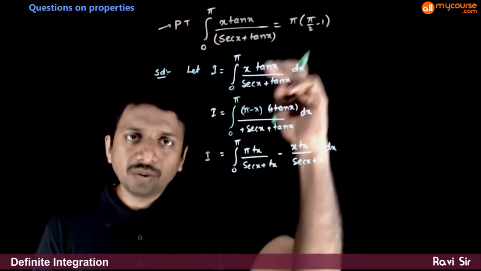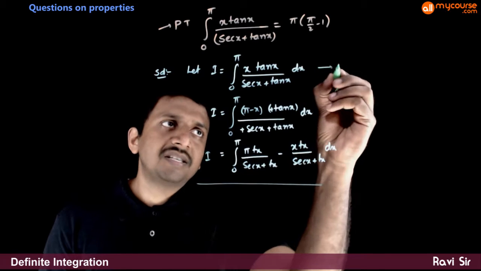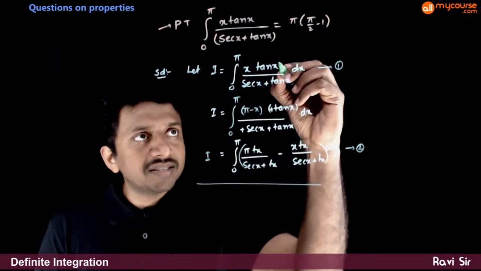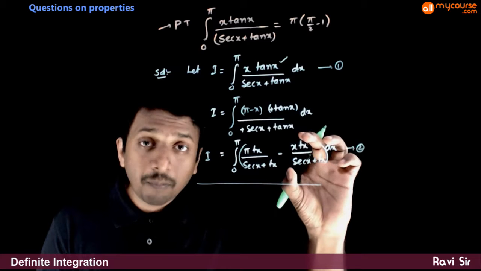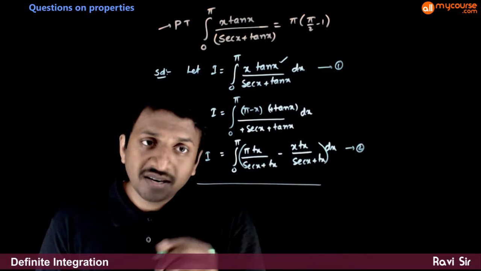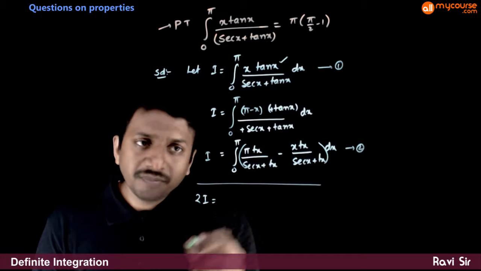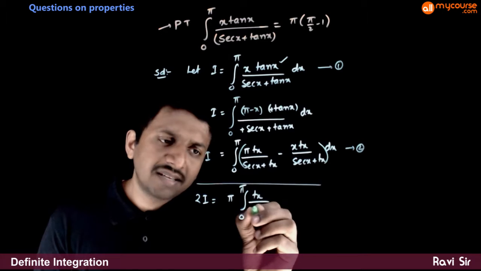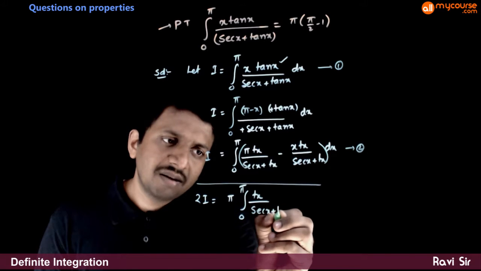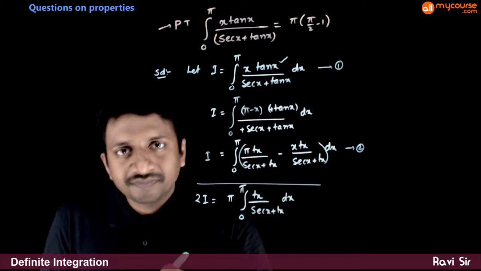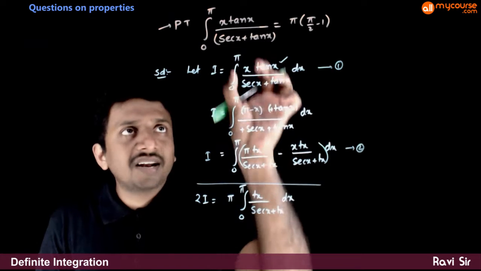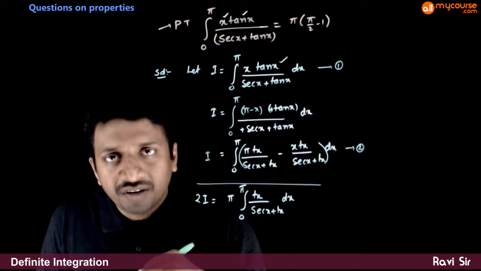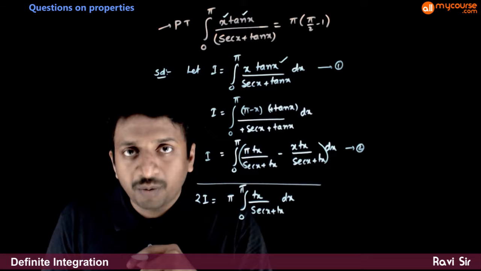Now let us add these two expressions. This is the first equation, this is the second equation. If you add these two, you can see that x tan x by secant x plus tan x minus x tan x by secant x plus tan x get cancelled. So 2I is equal to pi times the integral from 0 to pi of tan x by secant x plus tan x dx. This looks easier than the first expression because earlier you had an algebraic expression and a trigonometric expression. Here everything is made of trigonometric expressions.